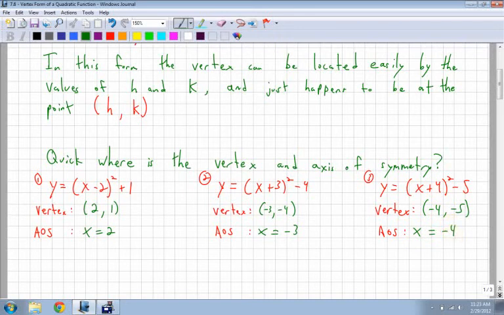So, really easy. Your vertex is located at the h comma k value. If it's plus h, it's going to be negative. If it's minus h, it's going to be positive. So just some things to think about there.